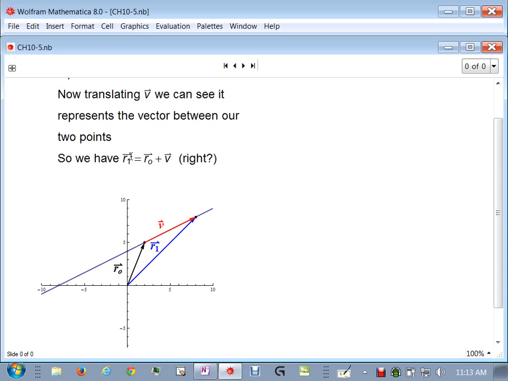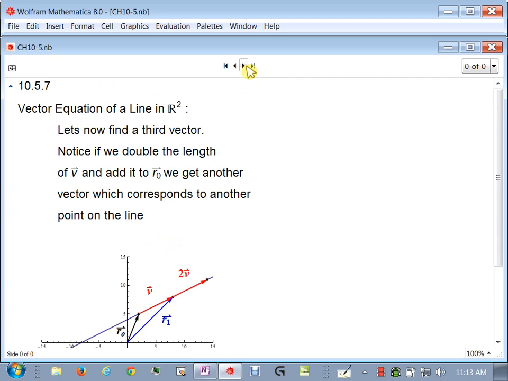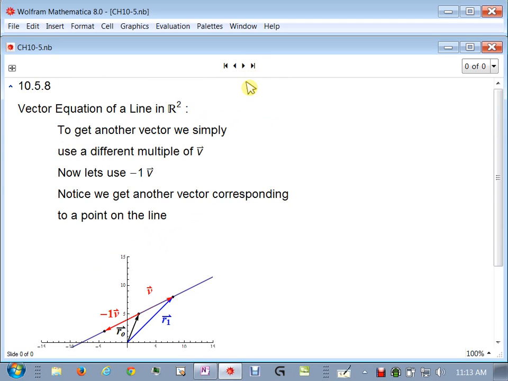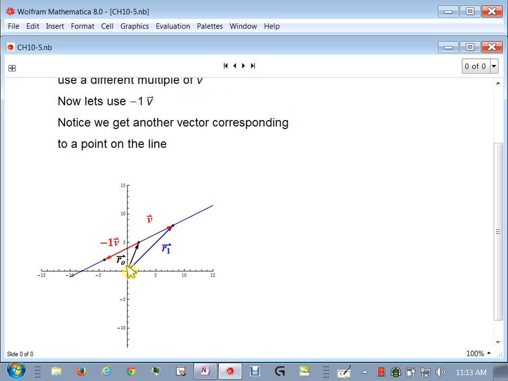We're starting to generate right here a very, very important thing, all right? Now, what if I took R naught and instead of adding V, I added 2V? Where would I be? Out here somewhere, right? But it would be another point on the line, wouldn't it? What if I took R naught and I added negative V? It would just point me in the other direction, wouldn't it? And I'd be over here, which is another point on the line.